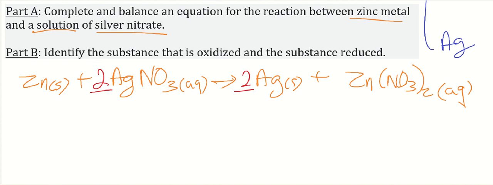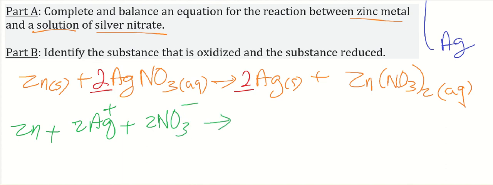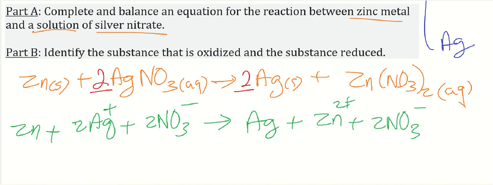Now it's easier to see if you break this apart into their ions. Let me just write this here. Zinc plus, this is going to be aqueous. They're going to dissolve in water, so they're actually not in these compound forms. It's more accurate to say this is silver with a 1 positive charge, plus nitrate with a 1 negative charge, and this is going to stay the same. 2 positive, 1 negative. If you do that, you can eliminate the spectators.